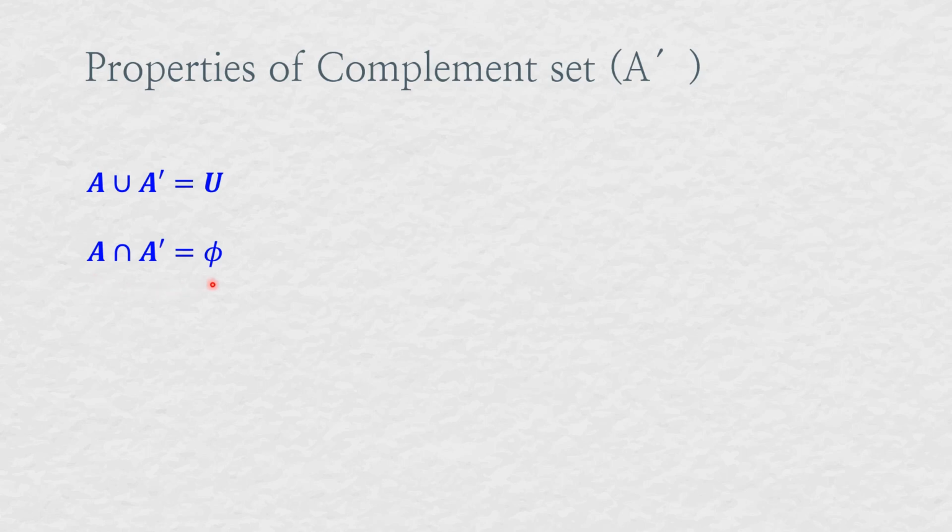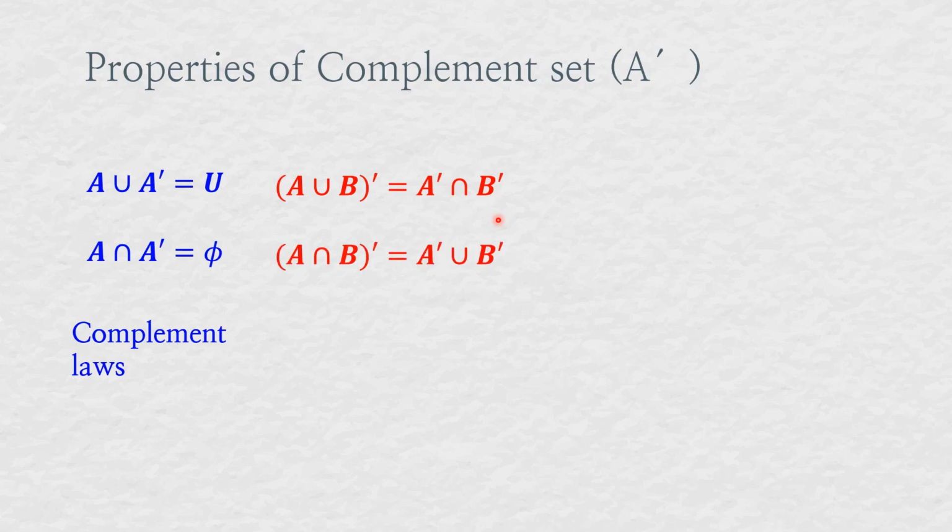If we take the complement of the union of sets A and B, the result will be the intersection of the complements of sets A and B. And if we take the complement of the intersection of sets A and B, the result will be the union of the complements of sets A and B. These are called De Morgan's laws.